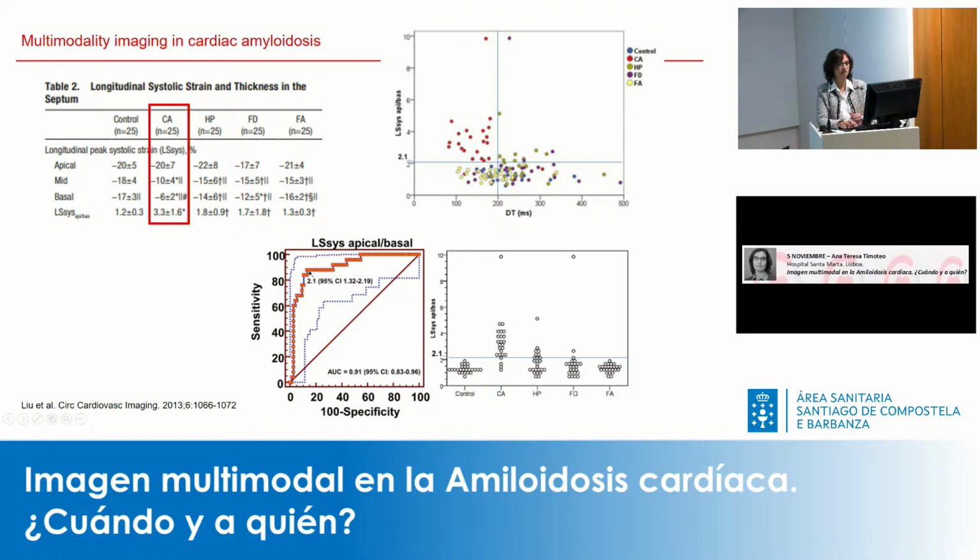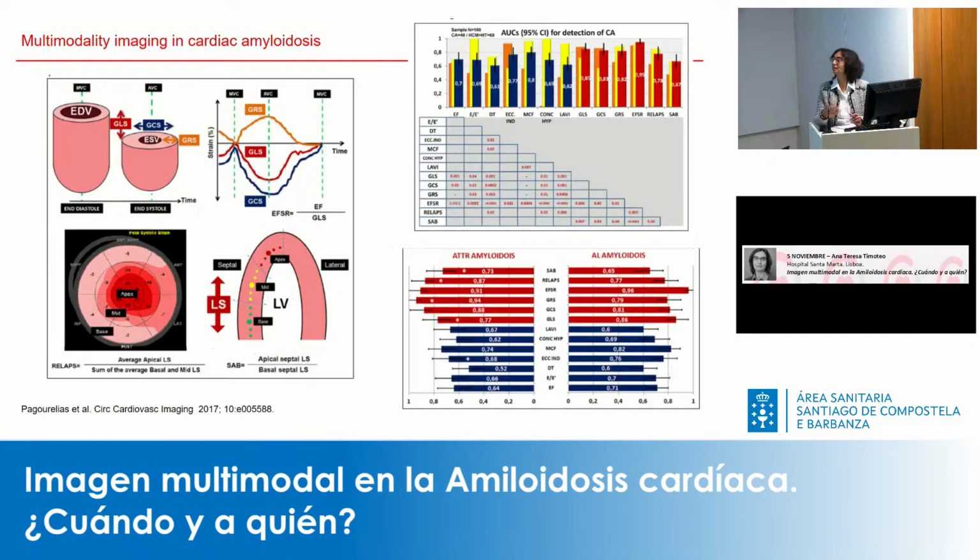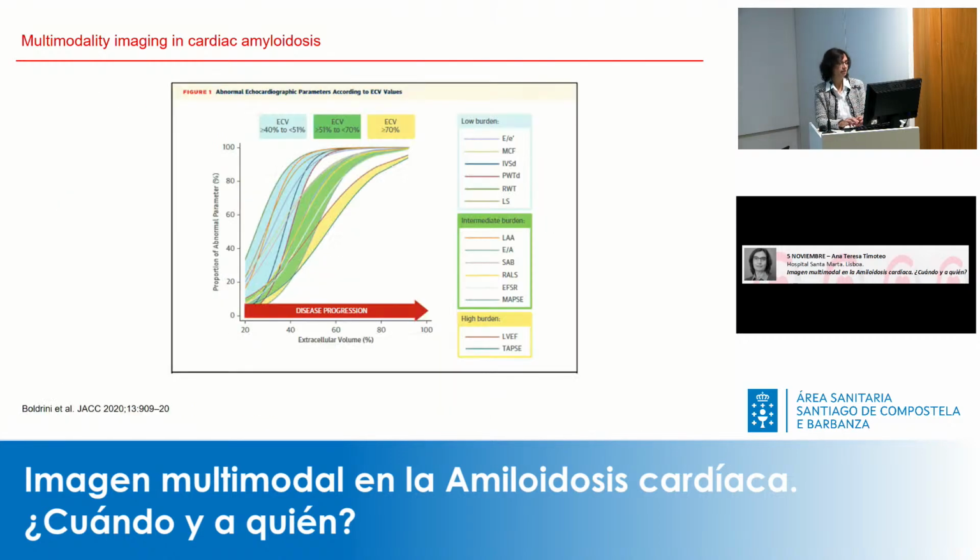So this has been used for several years, and many other parameters related to this apical sparing, the relative apical sparing ratio, also the one that I've just mentioned. In a head-to-head comparison of conventional and strain-derived parameters, the ones with strain have a high predictive accuracy for amyloidosis. So this has been used for many, many years.